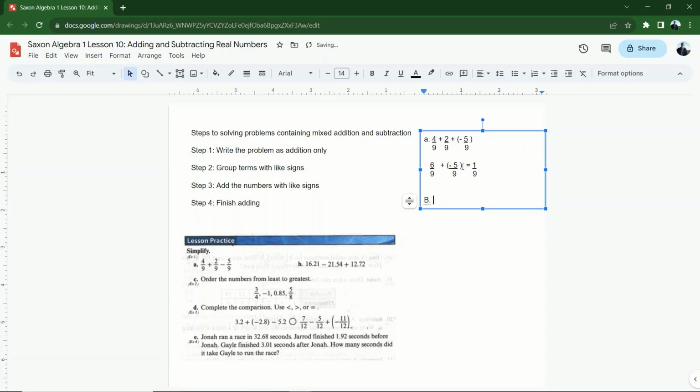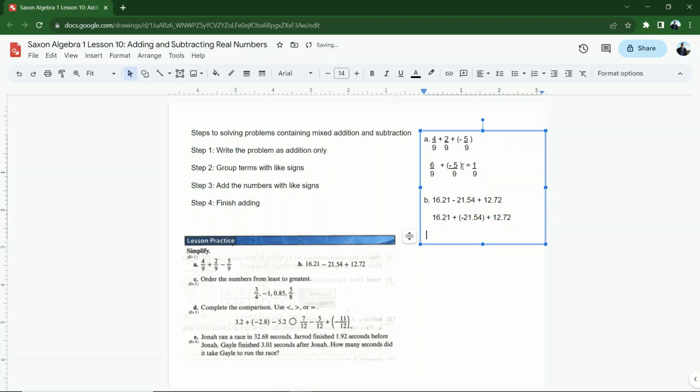So letter B, I have 16.21 minus 21.54 plus 12.72. This works with decimals as well as fractions. If you like working with fractions, a lot of decimals can be changed to fractions. But let's do this one as it is. Okay, so we need to write this again as addition only. So 16.21 plus the opposite of 21.54, plus 12.72.